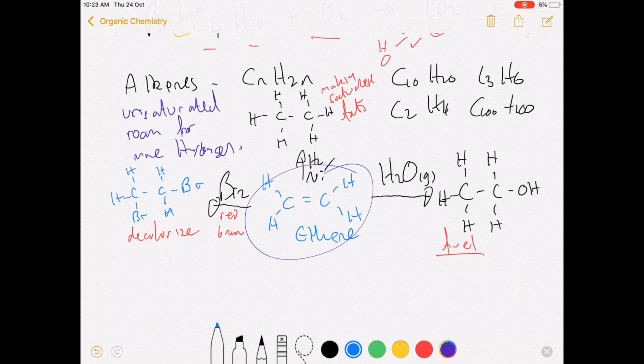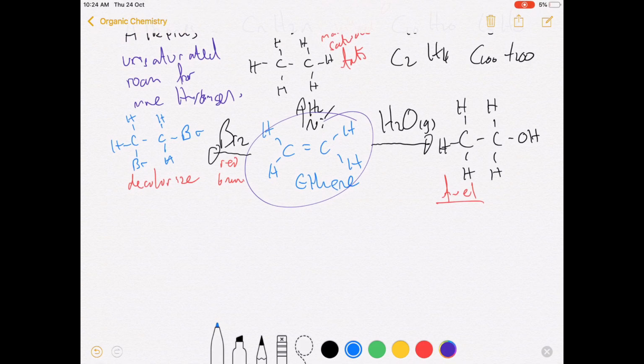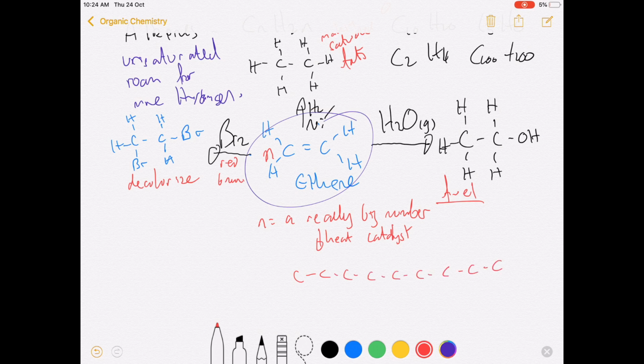If you want to do the IB, AP, A-level, then you will be taught about this as electrophilic addition. But let's leave that for now. So what's the other reaction? We've got hydrogen, we've got bromine, we've got water. The other reaction is where we take millions and millions. So N is a really big number. Take millions and millions of these. We heat and a catalyst, and all the double bonds open up and bond to their neighbouring ethene.